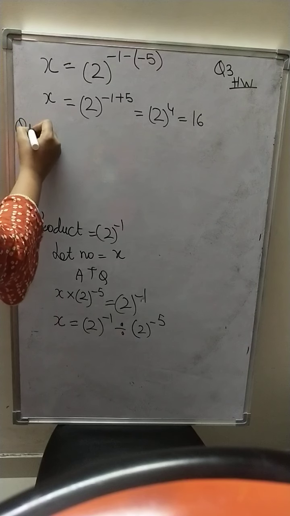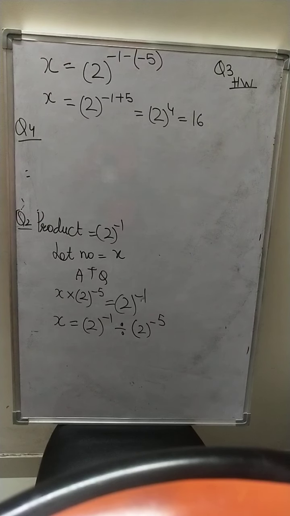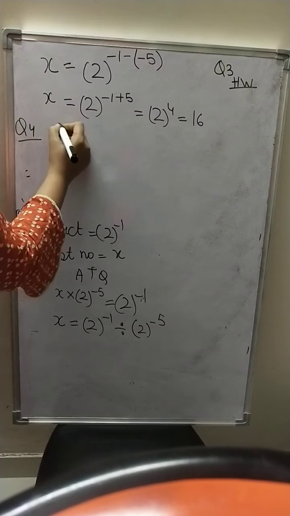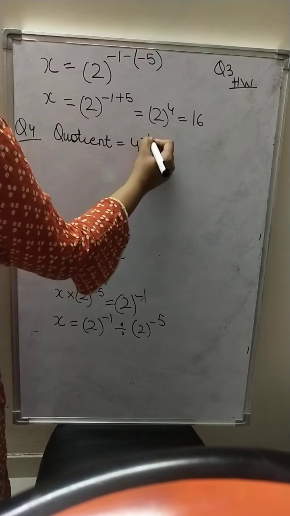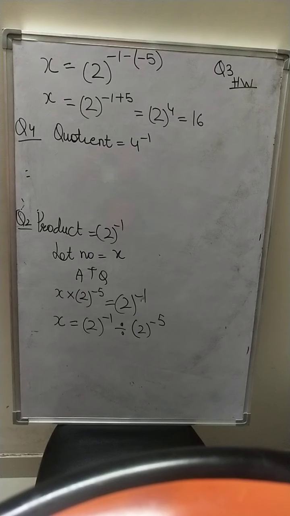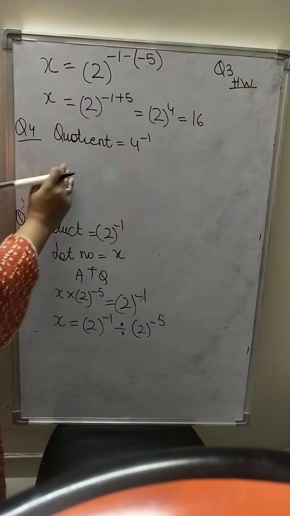I straight away come to question number 4. Question number 4 says that by what number should 24 raised to the power minus 1 be divided so that the quotient may be equal to 4 raised to the power minus 1. So the quotient is given to be 4 raised to the power minus 1. What is the quotient? The quotient is 4 raised to the power minus 1. So by what number should 24 raised to the power minus 1 be divided?